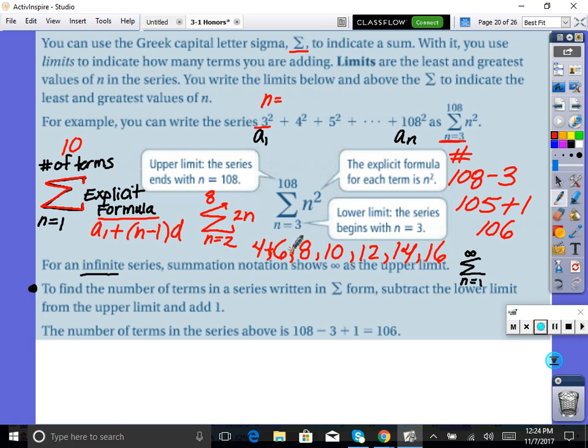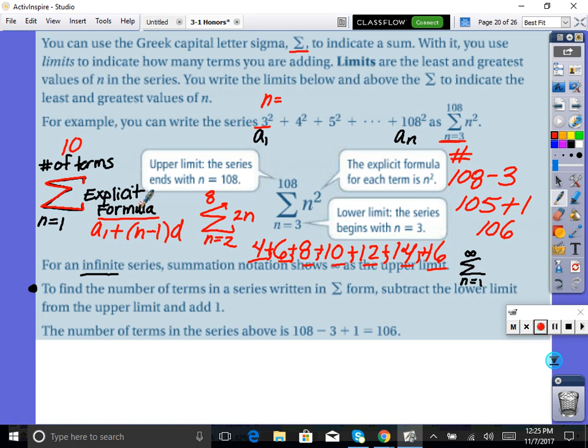Count how many terms if we were to find the sum. How many terms is it? 1, 2, 3, 4, 5, 6, 7. Does everybody understand why we're summing up 7 terms? Okay, cool. And then once again, we just write in our explicit formula for arithmetic.